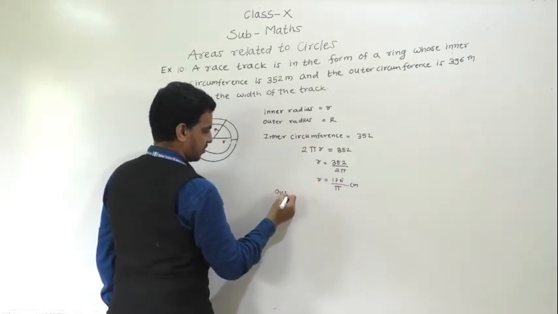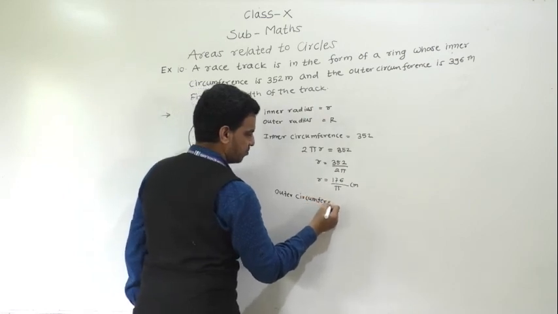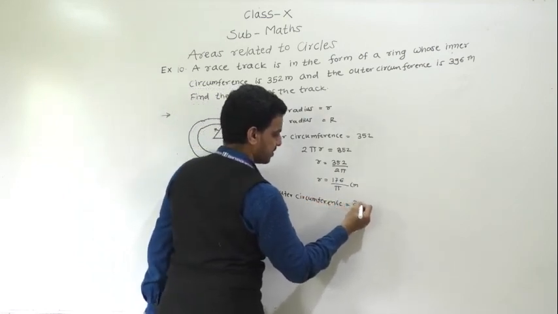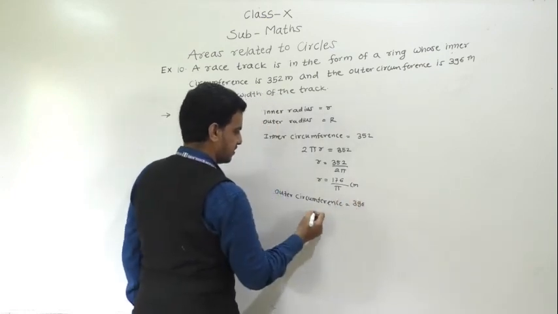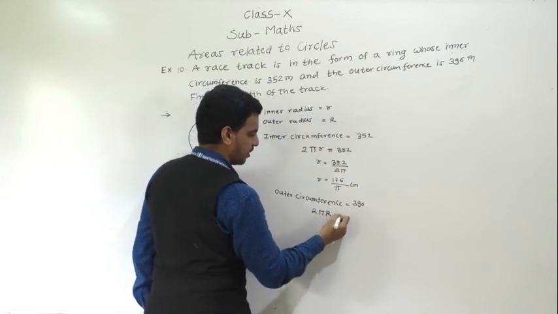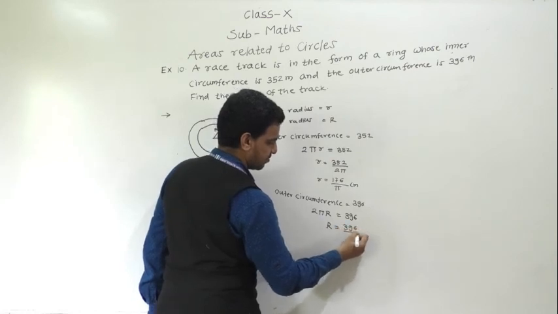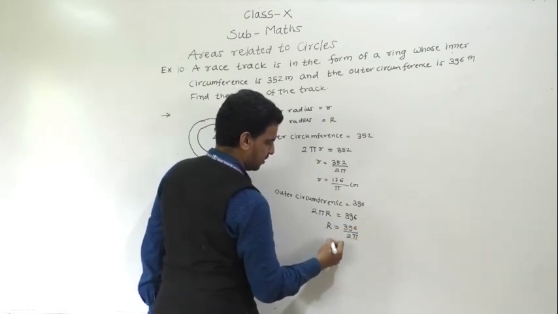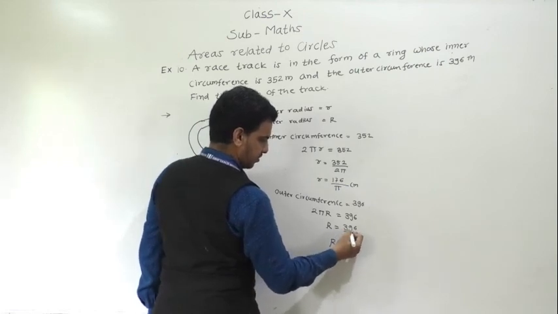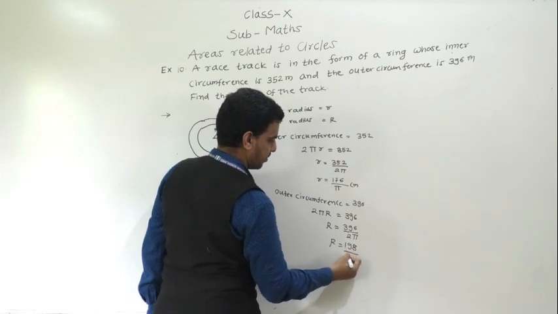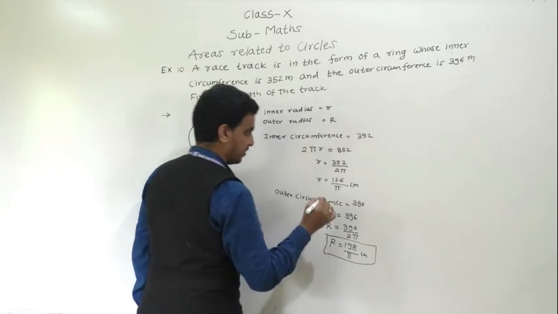Then outer circumference is equal to 396 meter, so 2 pi capital R is equal to 396, so capital R is equal to 396 by 2 pi, or this we can write: 2 1s are 2, 3 minus 2, 1, 19, 2 9s are 18, 1, 2 8s are 16, so 198 by pi centimeter. So capital R is equal to 198 by pi centimeter.